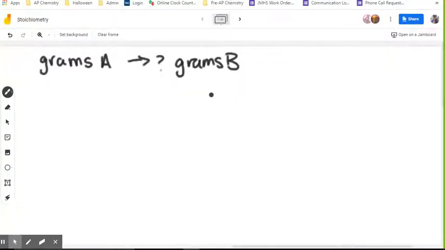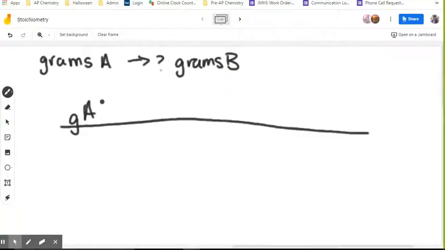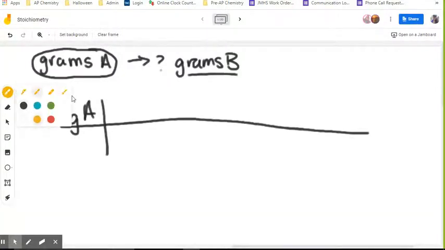All right, so grams of A to grams of B. Okay, so we're going to start with grams of A, obviously. Right? That's where we're starting. Sorry, we usually circle this and we underline that, right? So grams of A is what we're starting with. Remember, this is always the given. This is the given to you in the problem, right? All right, so then we take our words. We're going to travel those down to the right. So I'm going to take grams of A down to the right.